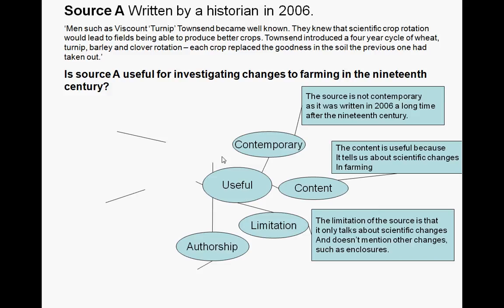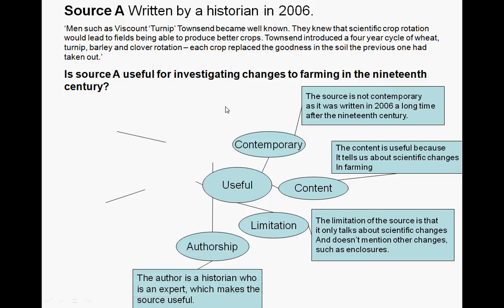Authorship. Who has written the source? Well, it tells us up here it was written by an historian in 2006. So, the author is an historian who is an expert, which makes the source useful. Next up, accuracy. Is the source accurate, from your own knowledge? In other words, do you know that Viscount Turnip Townsend introduced scientific crop rotation and that this change led to more crops or better yield of crops?